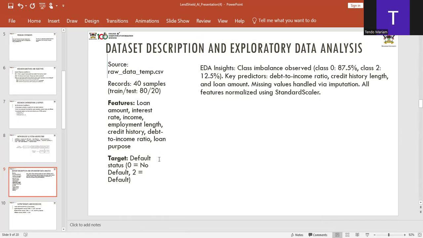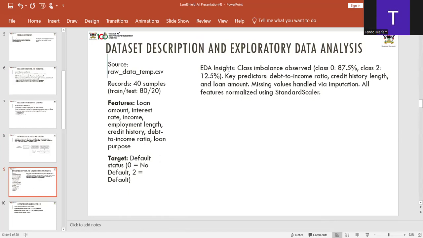Then the target was the default status and no default, to predict the defaults that are going to happen, and also to know the rate at which the loans won't suffer defaulting. So 0 means no default and 2 means default.